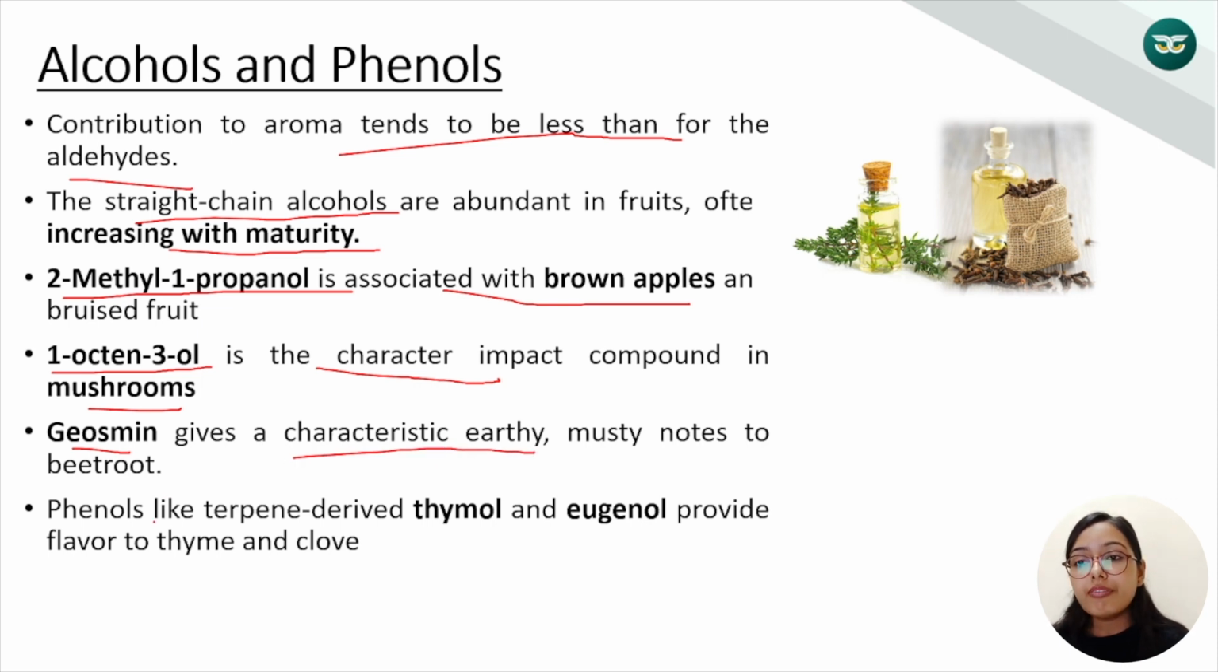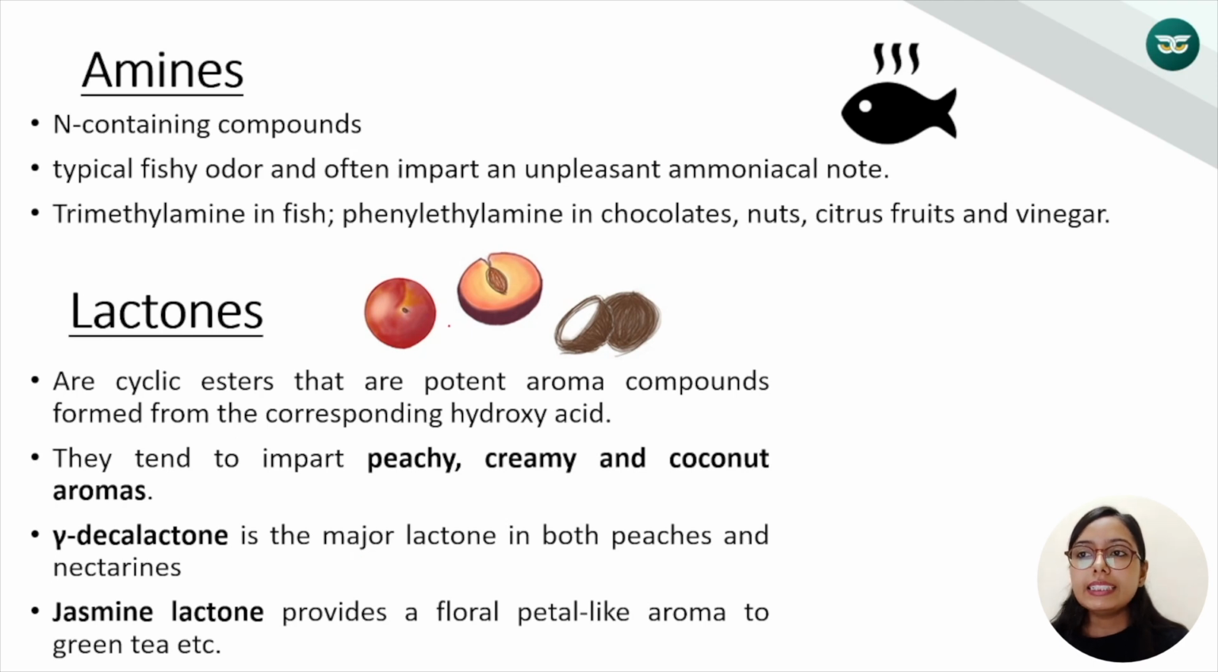And then we also have phenols like terpene derived thymol and eugenol, which provide the flavor to thyme and clove. So these herbs and spices are also responsible for the extraction of the typical phenolic flavoring compounds, which is thymol, which is present in the thyme plant, and eugenol, which is present in the clove plant. Now the next type of flavoring compound is amine.